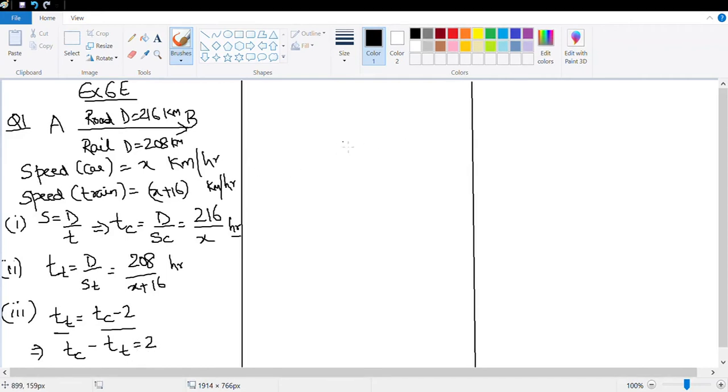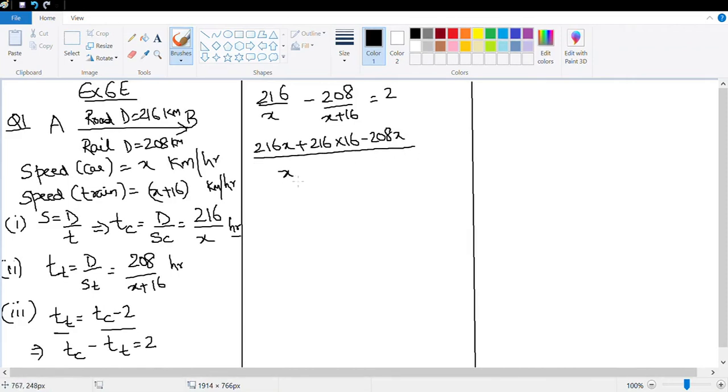Let's substitute values. So time of car is 216 upon x minus 208 upon x plus 16 is equal to 2. I don't need to divide, it will make my life complicated. So 216x plus 216 into 16 minus 208x upon x square plus 16x is equal to 2. 216 minus 208, that's 8x plus 216 into 16 is equal to 2x square plus 32x. Please note that I am not multiplying this because in any case I will have to find factors of this, so it will make my life simple if I leave it like this.